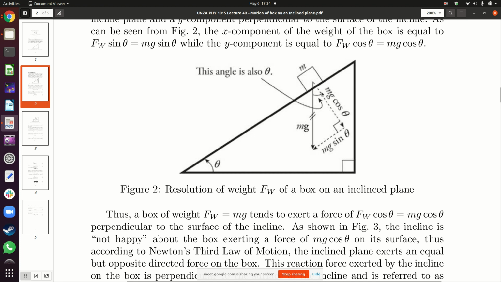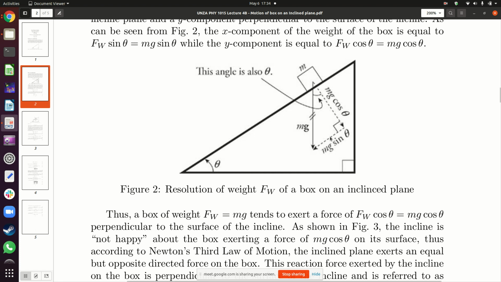So this adjacent, which is mg cos theta, is your y component of the weight. As you can see, the adjacent lies along the y-axis. So on an incline, the y component of the weight is mg cos theta. This one here, which is the opposite side of this triangle, is your x component, mg sin theta. Why do we say it's an x component?